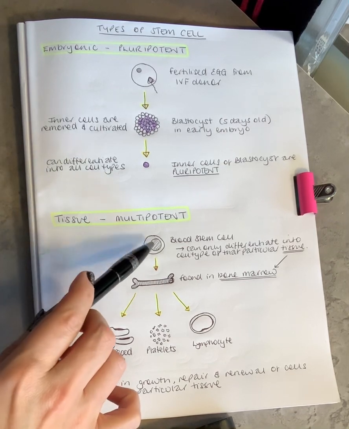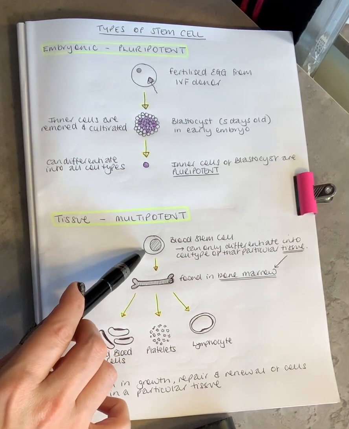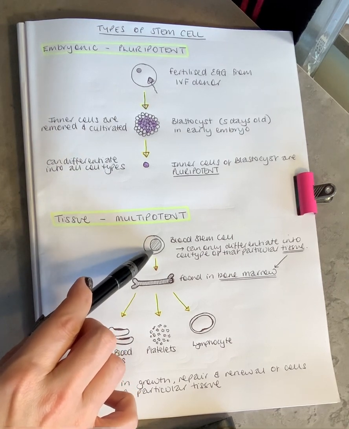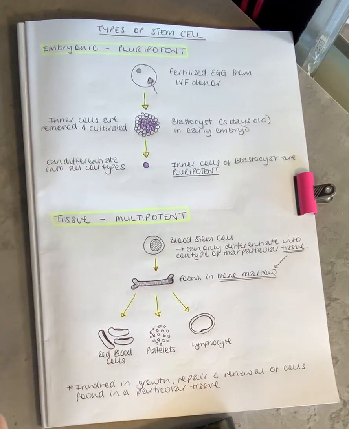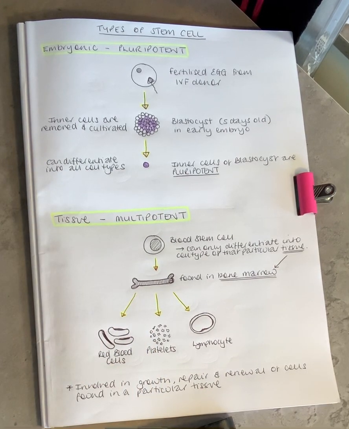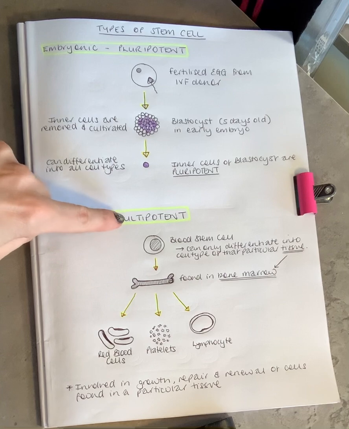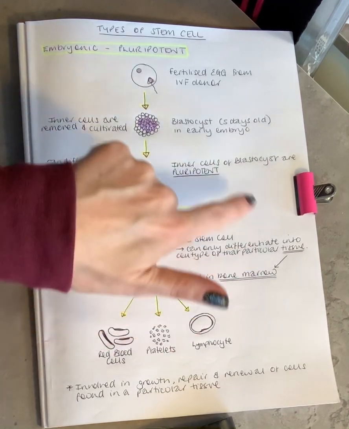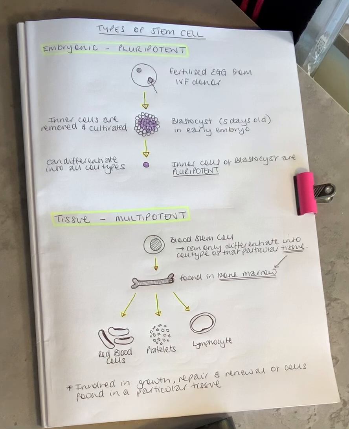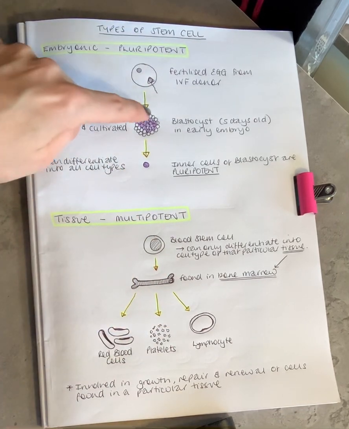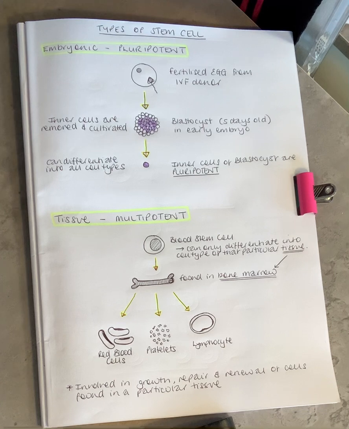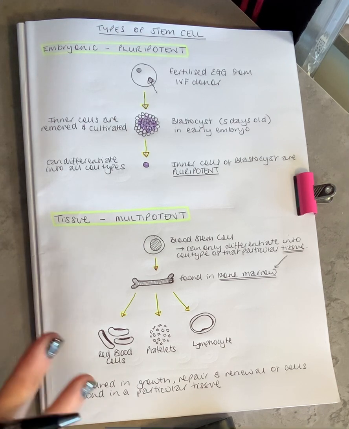Because these tissue stem cells can only differentiate into the cell types of the particular tissue where you find them, they are classed as multipotent. They are not pluripotent. They cannot divide into any type of cell. They can only divide into the types of cell found in that particular tissue. So they are multipotent, more specialised cells in that surrounding tissue area, whereas pluripotent relates to embryonic stem cells, which can differentiate into any type of cell.